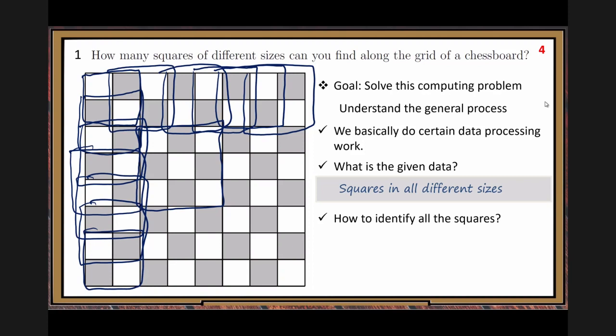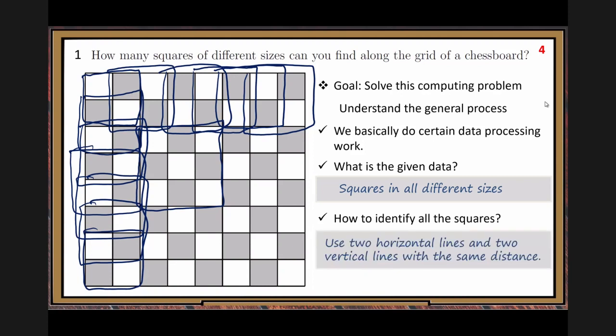How many total? Horizontal 7, vertical 7: 7 by 7, 49. Okay? 2 by 2, that's a particular size. Total 49.